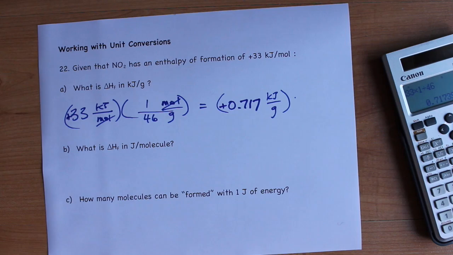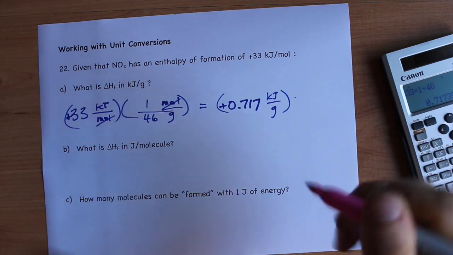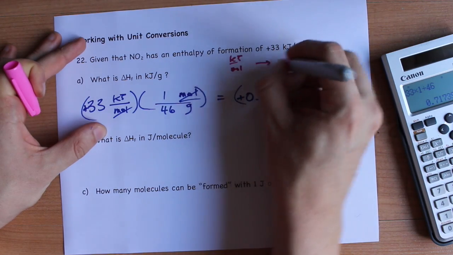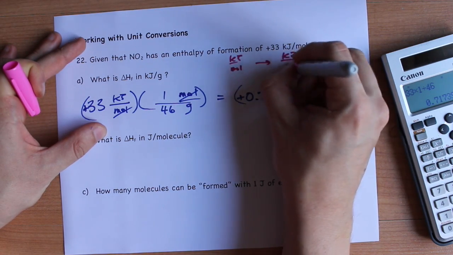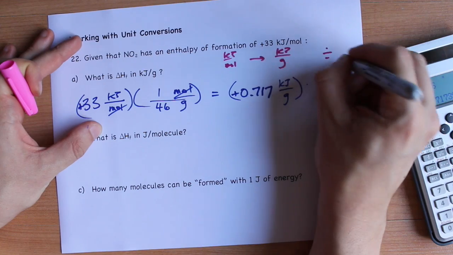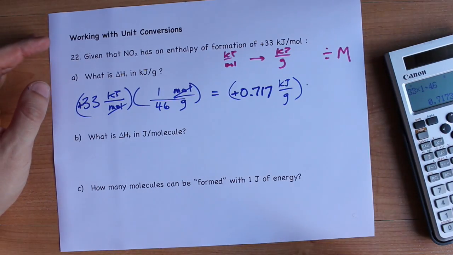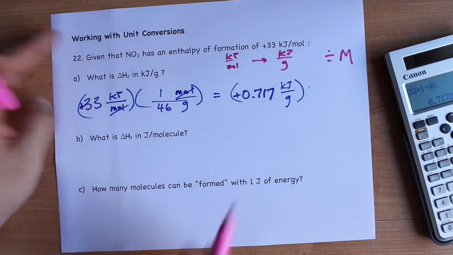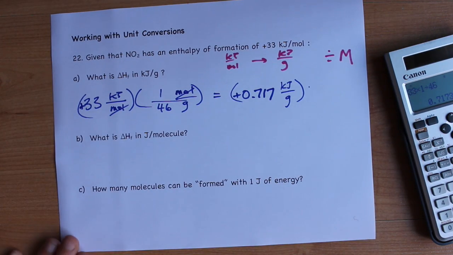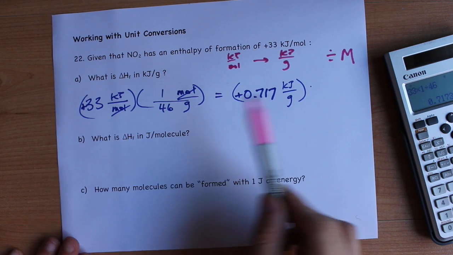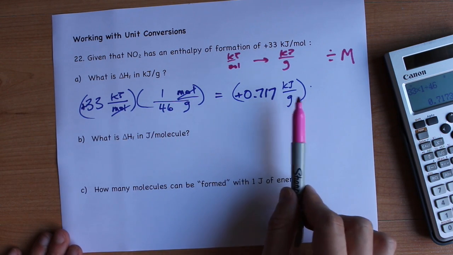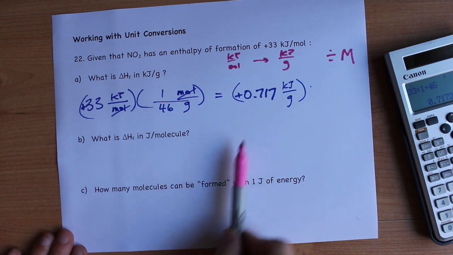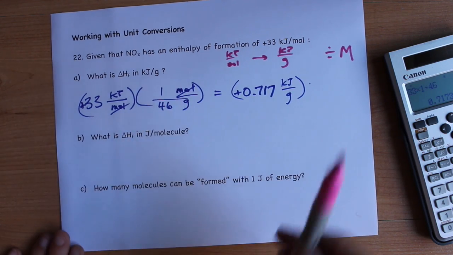Let me simplify that for you. If you want to convert from kilojoules per mole to kilojoules per gram, you can just divide by the molar mass. If you want to convert from kilojoules per gram to kilojoules per mole, you'll multiply by the molar mass. I like showing this unit analysis method because it always convinces me that I have the right units in the end. Kilojoules per mole times moles per gram gives me kilojoules per gram because the moles canceled.